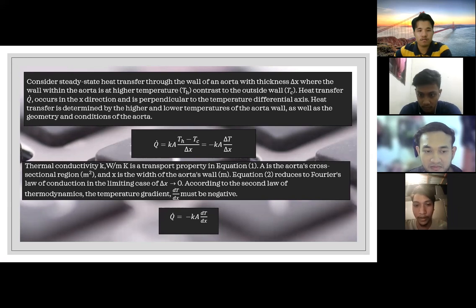Thermal conductivity, which is K, is a transport property in equation 1. A is the outer cross-section region and X is the width of the outer wall. Equation 2 reduces to Fourier's law of conduction in the limiting case of delta X. According to the second law of thermodynamics, the temperature gradient delta T over delta X must be negative.